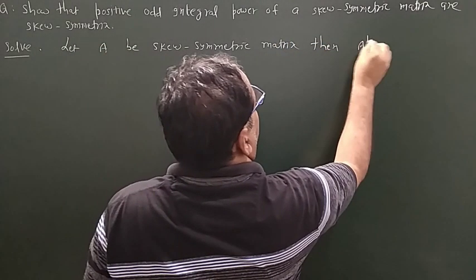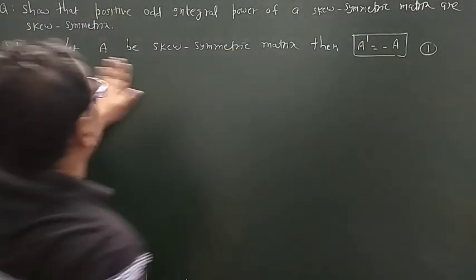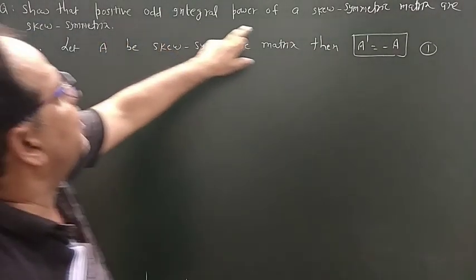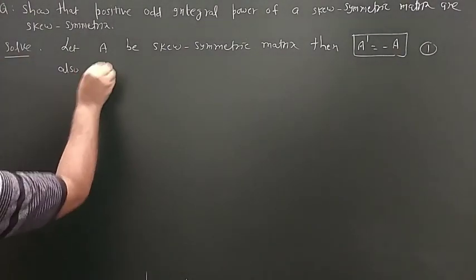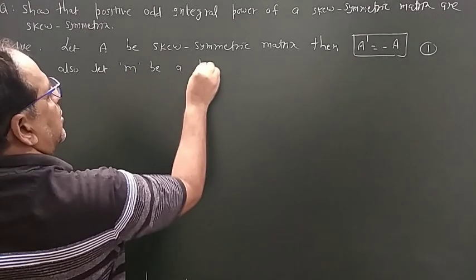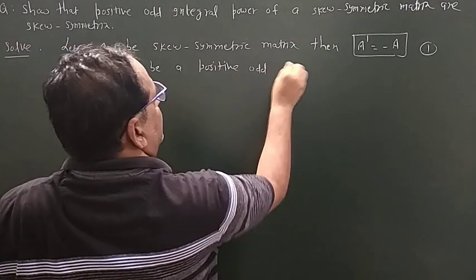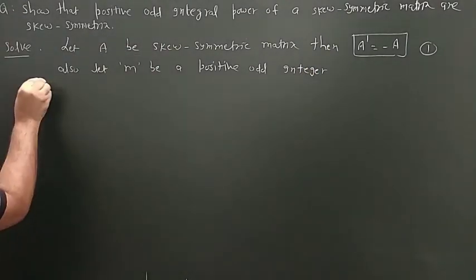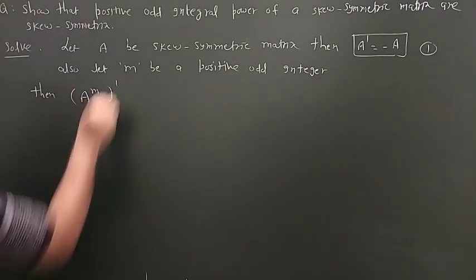Then A transpose equal to minus A. A be a skew symmetric matrix. We want to prove here positive odd integral power of a skew symmetric matrix. Also let m be a positive odd integer. Then A to the power m whole transpose.